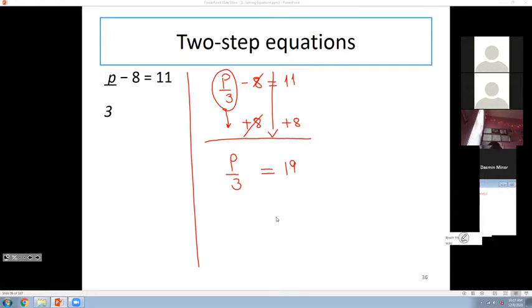Now, my variable P is divided by 3. So we have to multiply by 3, not P. Yeah, you are right, absolutely. Because the inverse operation of division is multiplication, and 3 over 3 is 1, so P is equal to 19 times 3, which is 57. That's it.